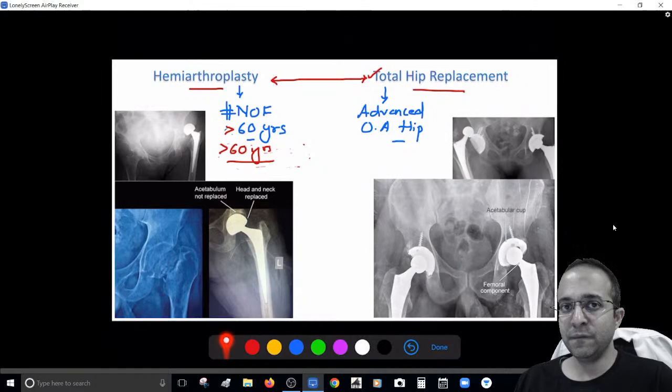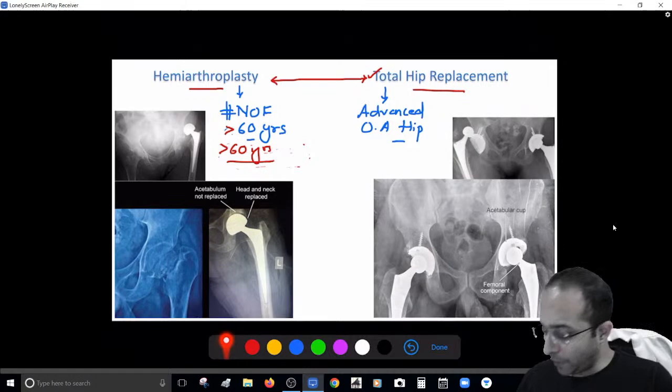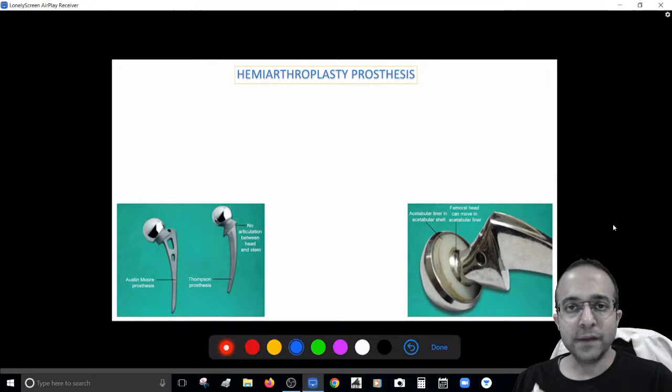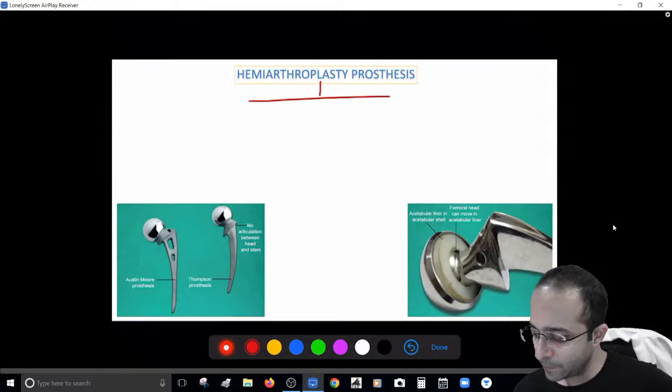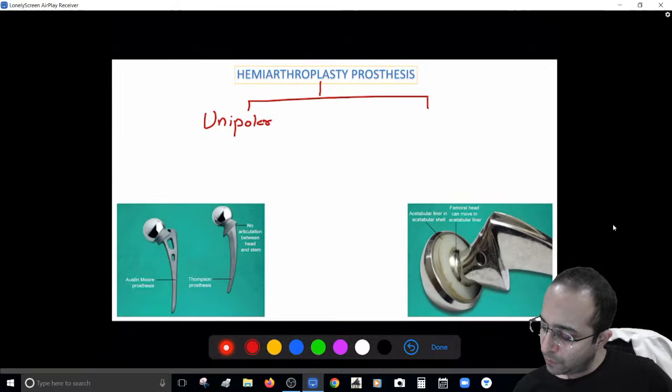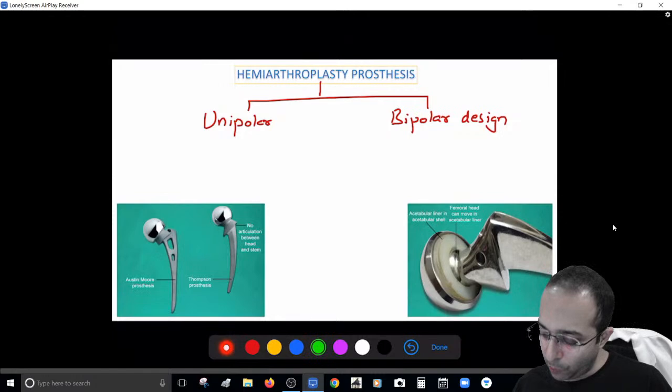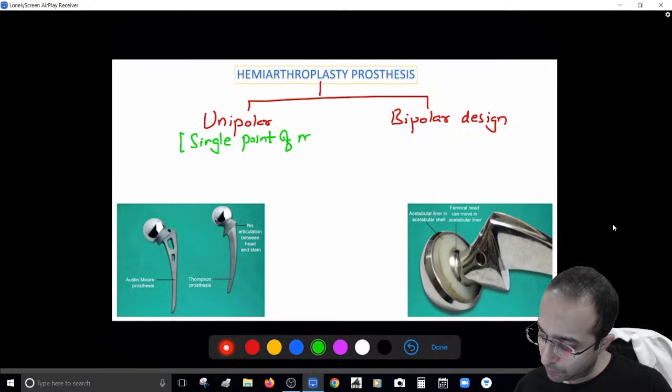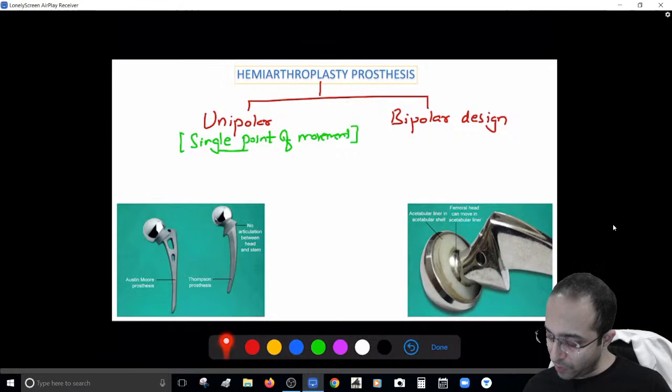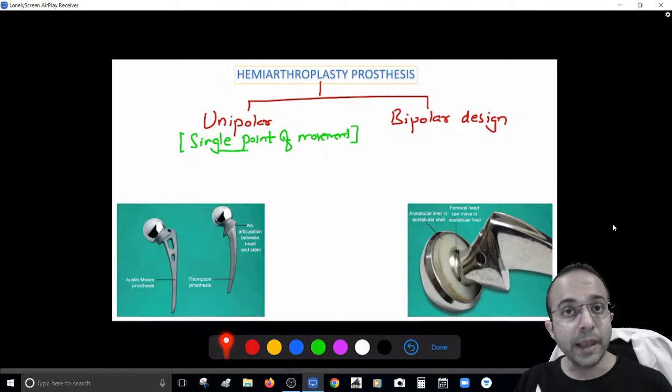Fine. Now let me first take you through a little bit of the principles of hemiarthroplasty. Now, as I told you, hemiarthroplasty, you're doing for fracture of neck of femur. Now this prosthesis we use in hemiarthroplasty is further categorized into two types. Hemiarthroplasty prosthesis can be either a unipolar design or a bipolar design. With the unipolar, there will be a single point of movement. So it's totally a single piece prosthesis, and this prosthesis moves in the acetabulum.